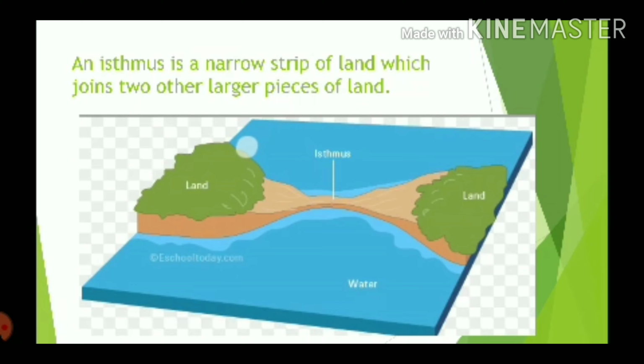The first one is the isthmus. Students, as you can see in the picture, an isthmus is a narrow strip of land which joins two larger pieces of land. You can see in the picture that an isthmus is not surrounded by water from all the sides. Rather, it connects two larger pieces of land. This is the main difference between an island and an isthmus.